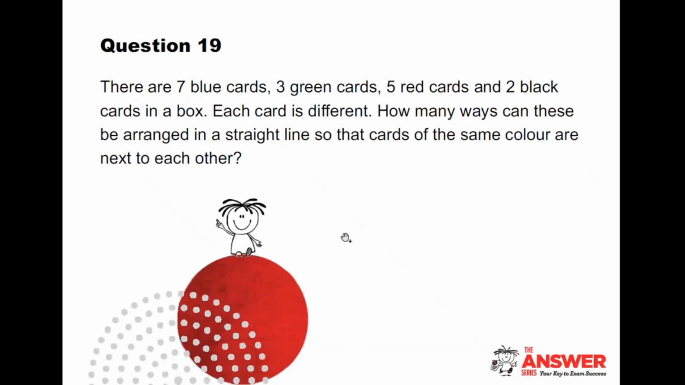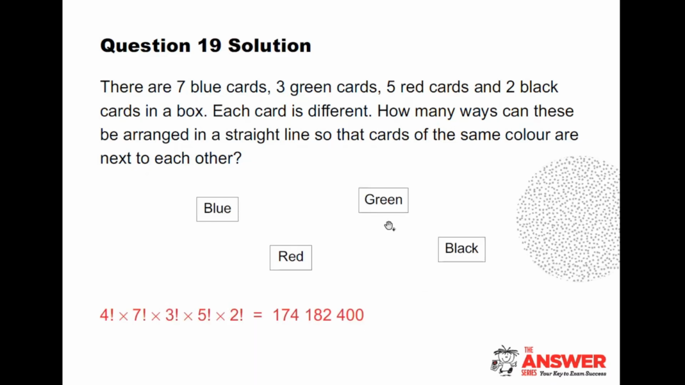Okay, question number 19. 7 blue cards, 3 green cards, 5 red cards, 2 black cards. Each card is different. How many ways can these be arranged in a straight line so that the cards of the same color are next to each other. And again, I'm taking exactly the same question, just putting a slightly different scenario to it, so that our learners can practice more and more of these questions before I start throwing in the curveballs that are going to come in. Okay, so I've got a group of blue cards, group of green cards, group of red cards, group of black cards.